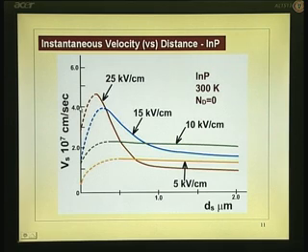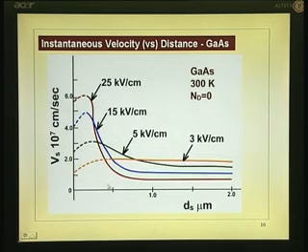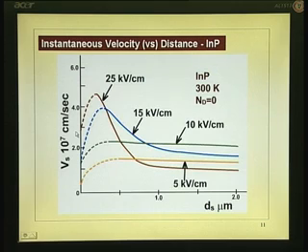Whereas, if you take gallium arsenide, that velocity overshoot effect is over within about 0.5 micron, because it gets transferred much more easily compared to indium phosphide. Indium phosphide must acquire much more energy, so it takes more time before it gets transferred to the upper valley. So, you get the velocity overshoot effect over a longer distance in the channel.